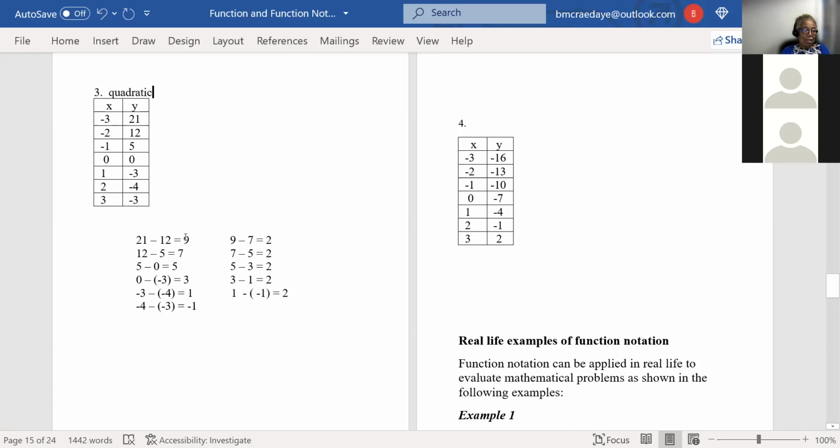Then we take the difference of these values: 9 minus 7, 7 minus 5, 5 minus 3, 3 minus 1, 1 minus a minus 1. And in all cases, we get 2. So that second difference is the same in all cases. That means it's quadratic.